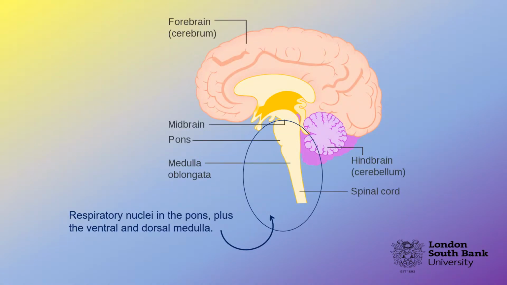So just so we know what we're talking about here, here's the brain. You can see you've got the pons in the brainstem, and below that you've got the medulla. This is where we find these respiratory nuclei. And within the ventral medulla, we find the pre-Botzinger and the Botzinger complexes.